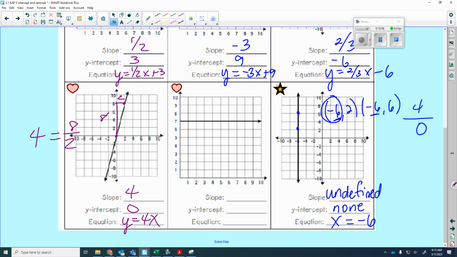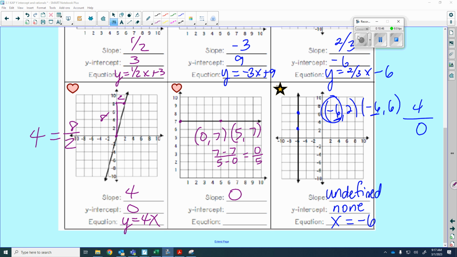Okay, we've got another weirdo here. Tell me about this last one. What's the slope? 0. We did one of these the other day. Again, if I were picking points here, (0, 7), I'll pick another point over here, (5, 7). 7 minus 7 over 5 minus 0. So 7 minus 7 is 0. 5 minus 0 is 5. But 0 divided by 5 is 0.